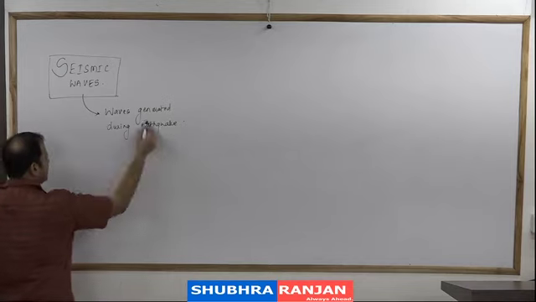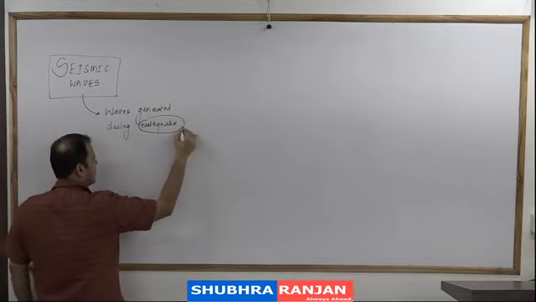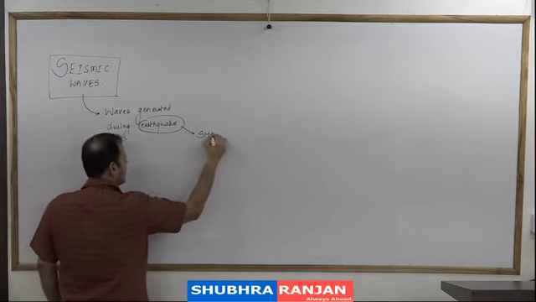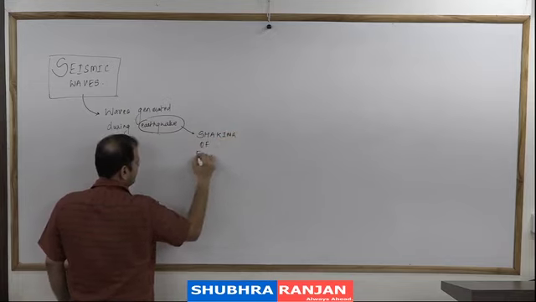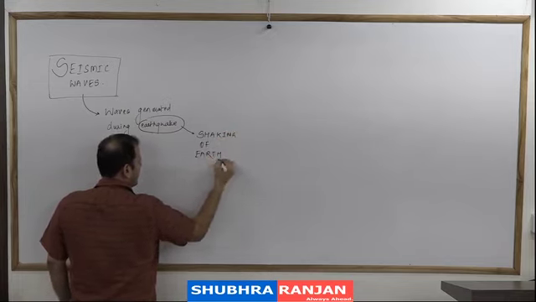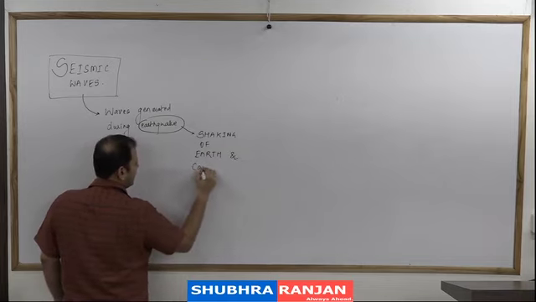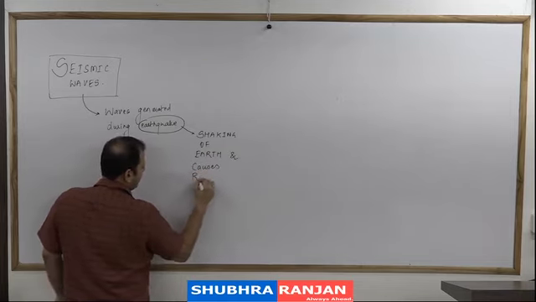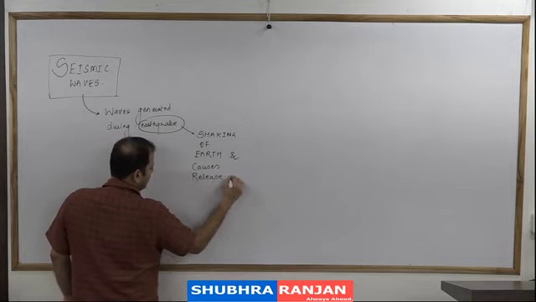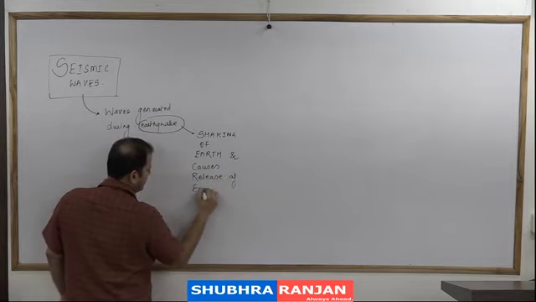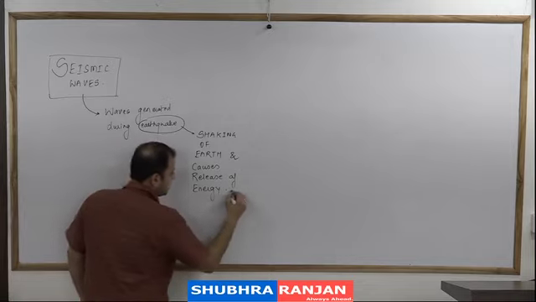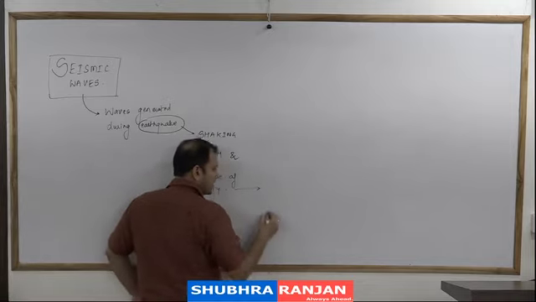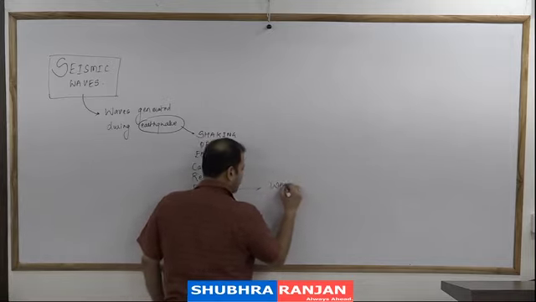The earthquakes are generated due to the release of energy. This is a shaking of the earth, and it causes release of energy. Now, how is this energy released? This energy is released in the form of waves, and we call these seismic waves.